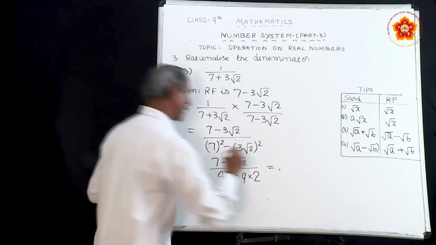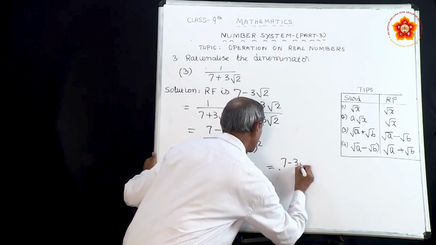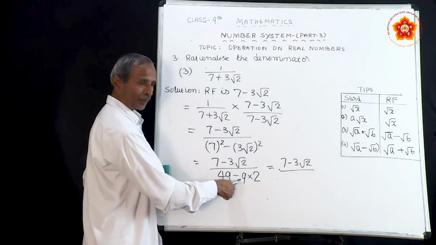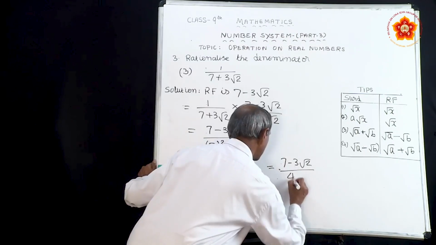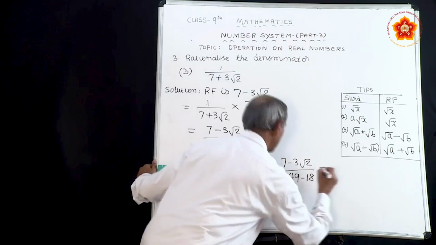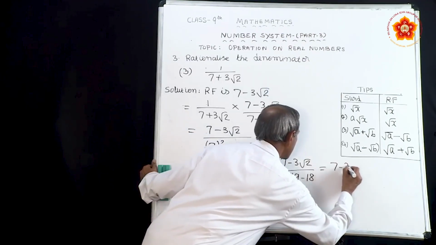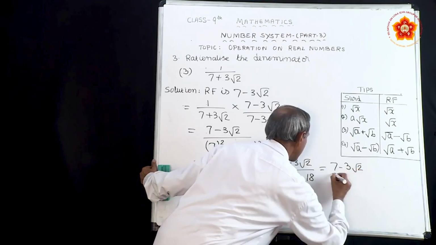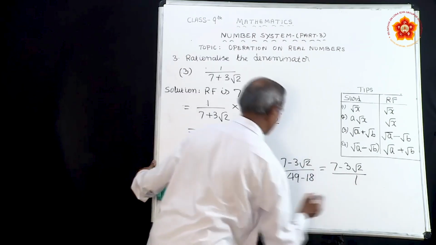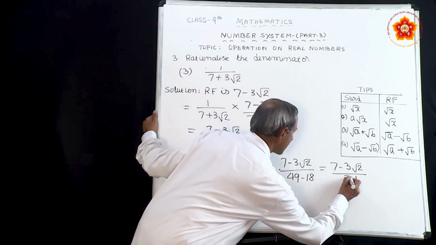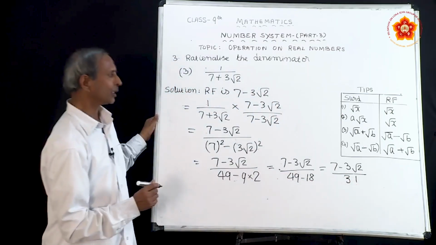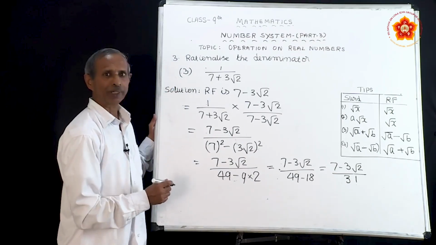Further after simplification you will get 7 minus 3 root 2 divided by, here 49 is there, you have to subtract 18. 49 minus 18. Now after subtraction the final answer becomes 7 minus 3 root 2 divided by, you have to subtract 9 minus 8, you will get 1, 4 minus 1 becomes 3. Therefore, the final answer for this problem is 7 minus 3 root 2 upon 31 is the solution.